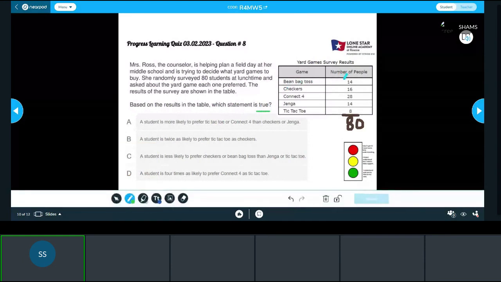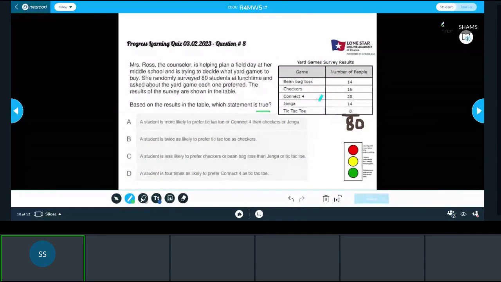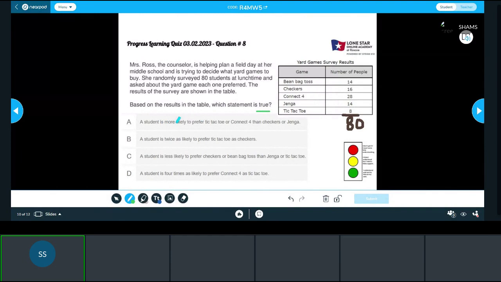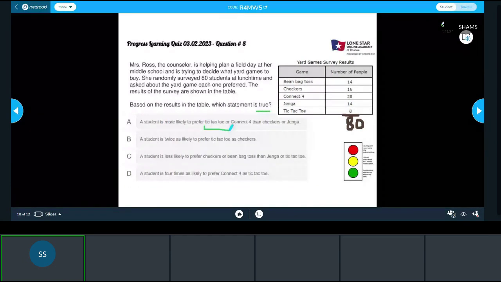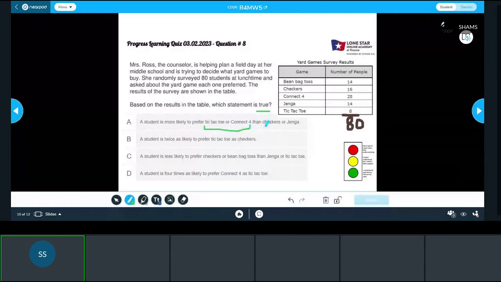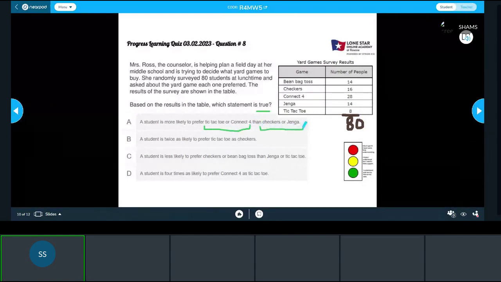So beanbag toss, 14 people voted; checkers, 16; Connect 4, 28; Jenga, 14; tic-tac-toe, 8 people. The answer choices say A. A student is more likely to prefer tic-tac-toe or Connect 4 than checkers or Jenga. Let's try this one out.